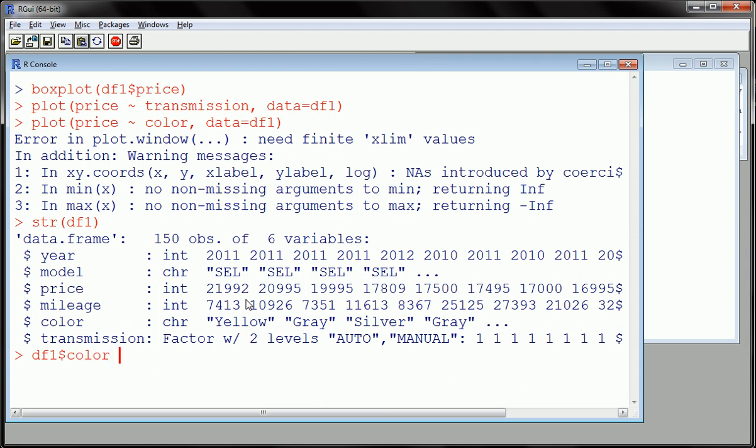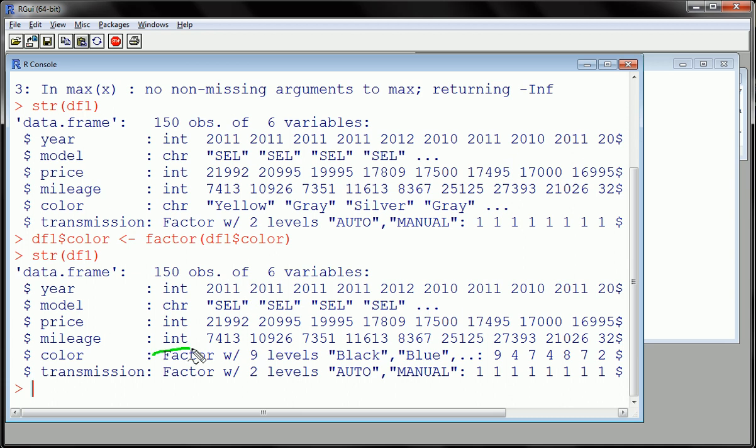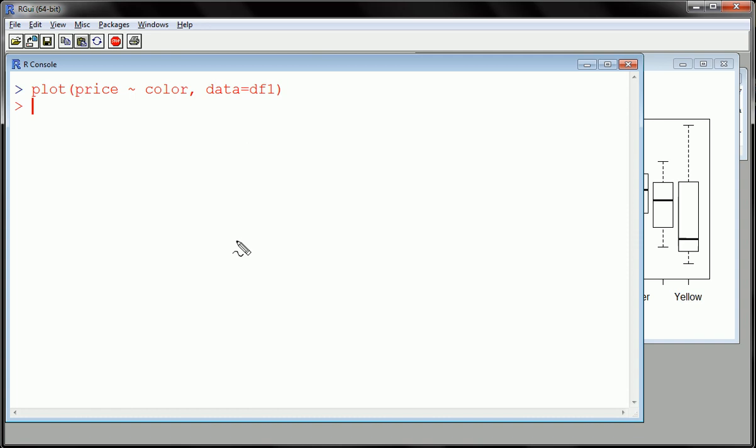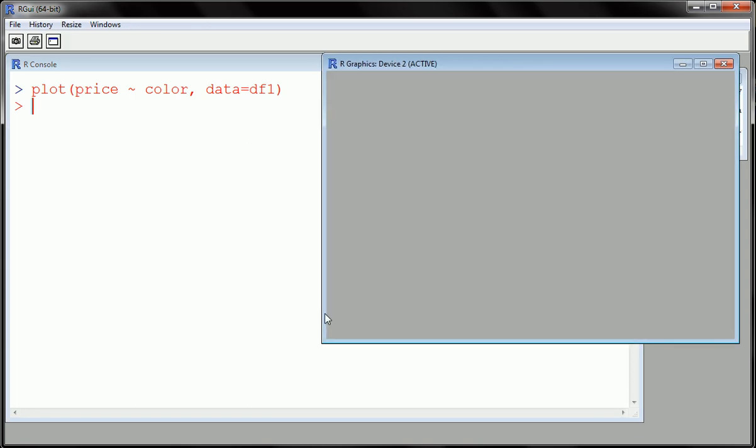So color, we did this in a previous video. Factor. Let's convert color to a factor, which is right now a character. If I go to str, I see now I've converted it to a factor. It has 9 levels: black, blue, and all those colors. All right, and now I can go up arrow, get to my box plot of color, hit enter. Notice no error message now.